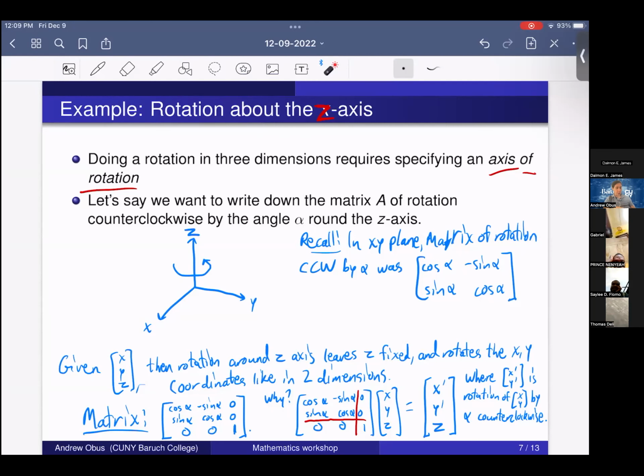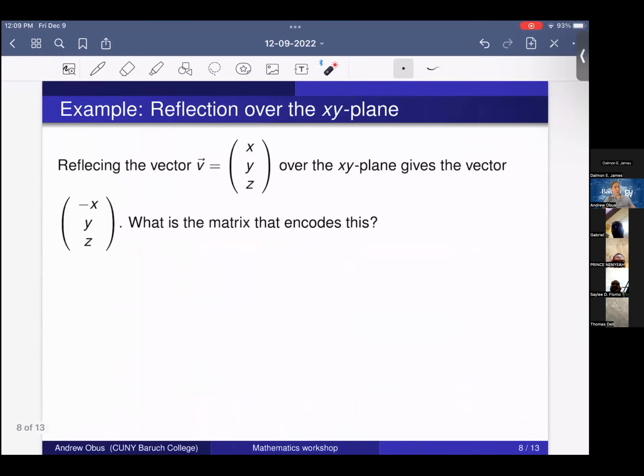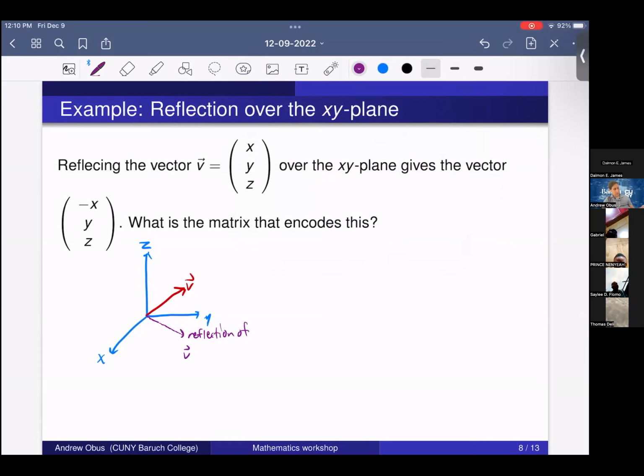Okay, so let's do maybe an easier example, actually. Maybe I should have started with this example. What about the example of reflection over the XY plane? So here I'm going to draw a picture. Again, I have space. Here's X, here's Y, the Y-axis, here's the Z-axis. And I have a vector I want to reflect over the XY plane, so I have some vector v over here. And then I want to take its reflection, which I'll draw in purple, its reflection over the xy plane. This is the reflection of v over the xy plane.